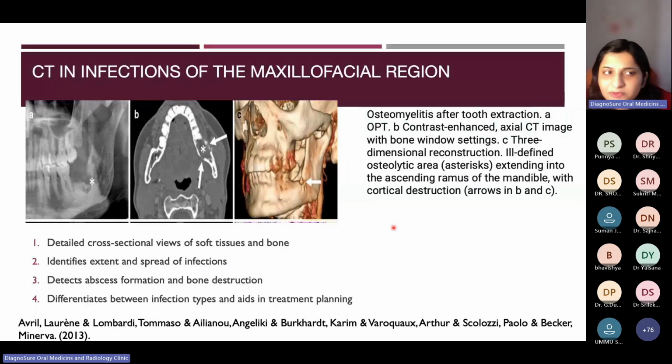CT is very useful if we are suspecting any space infections in the buccal space or any other spaces. If infection has spread, contrast CT can help us to find that out.